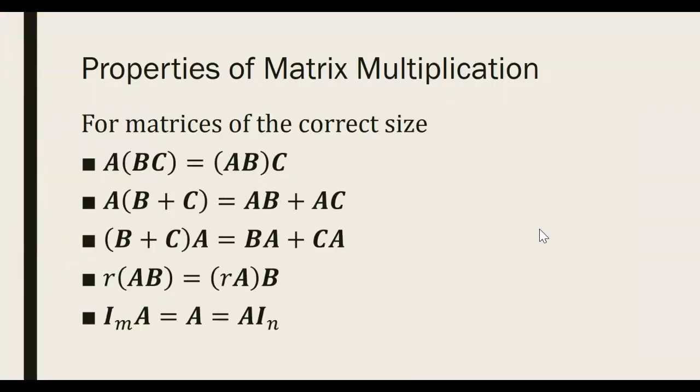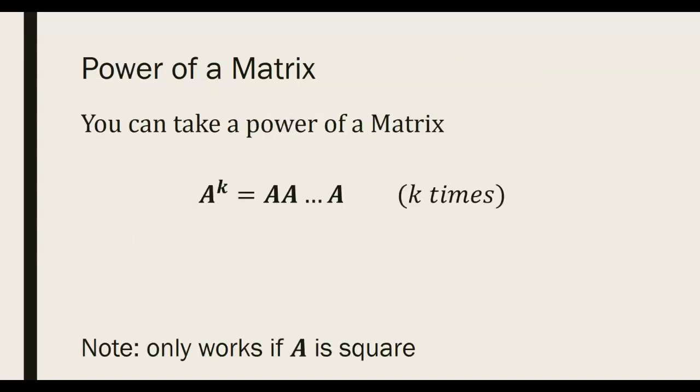Now, the row column expansion was a big part of this section. A couple of other parts are not going to be quite as big, but I want you to conceptually know these. The first is the power of a matrix. The power of a matrix is exactly what you'd think it would be. It's A multiplied times itself a bunch of times.